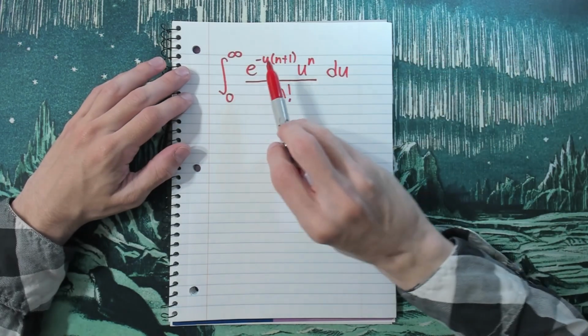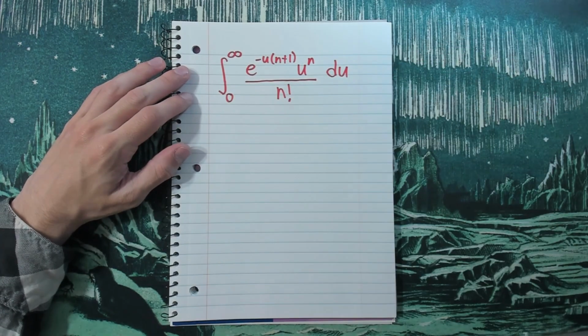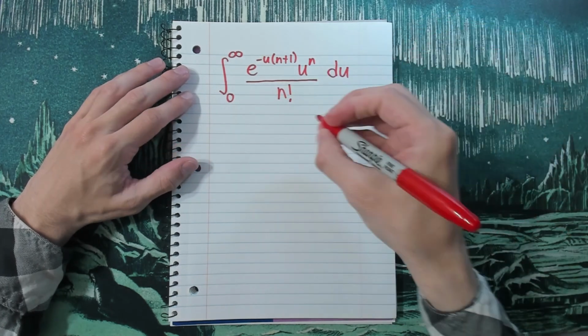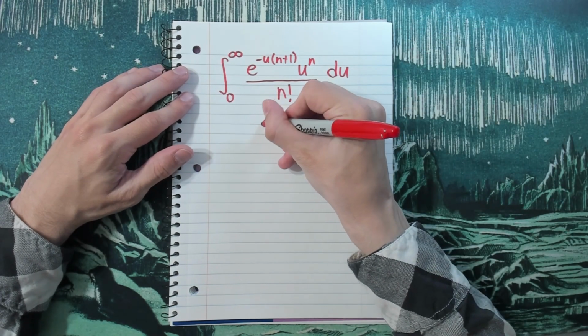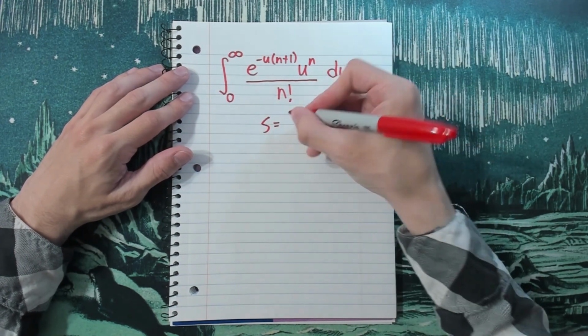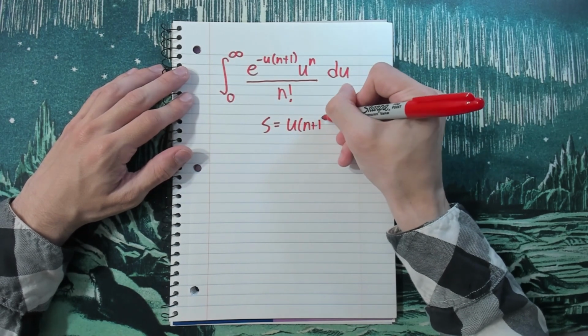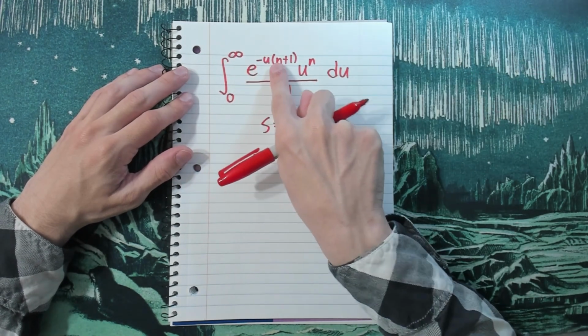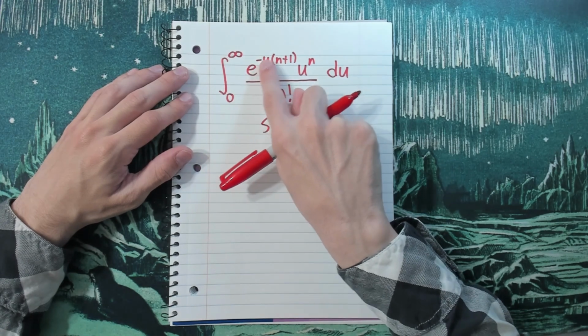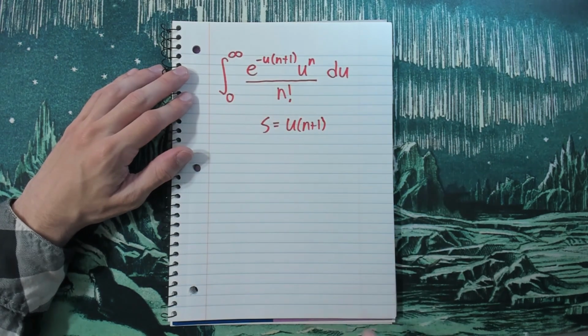Something quite nice is going to happen if I can get rid of this n plus 1. So I'm going to go ahead and do that. We'll do a substitution. How about s? So s is going to be equal to u times n plus 1. That way I can replace e to the negative u times n plus 1 with e to the negative s.